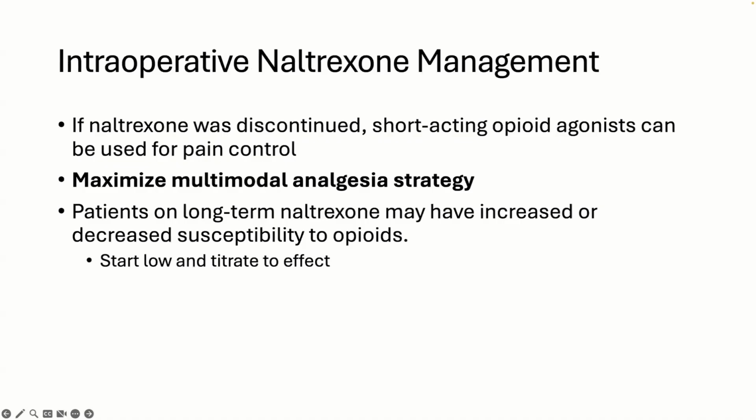Intraoperative management of naltrexone, just a few considerations here, largely depends on whether the medication was discontinued prior to surgery or not. If naltrexone has been appropriately held, then short-acting opioid agonists can be used for intraoperative pain control. Opioid requirements can still be unpredictable, so careful titration is important for these patients. Regardless of whether or not we choose to use opioids for these patients, the key point is to maximize multimodal analgesia. Another important nuance is that patients who have been on long-term naltrexone may have altered sensitivity to opioids once the receptor blockade resolves. Some patients may appear opioid resistant, while others may be unexpectedly sensitive due to receptor upregulation.